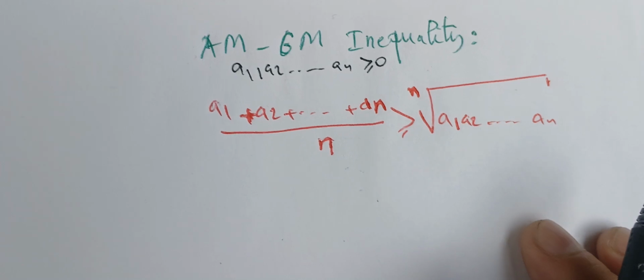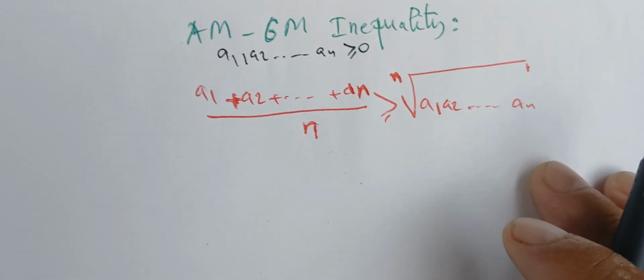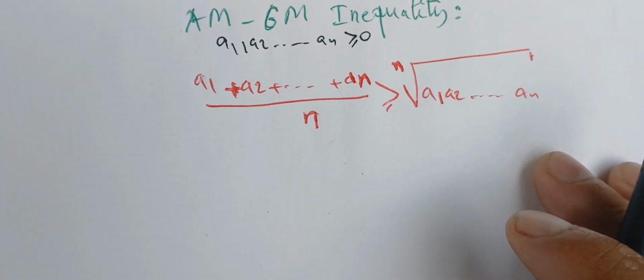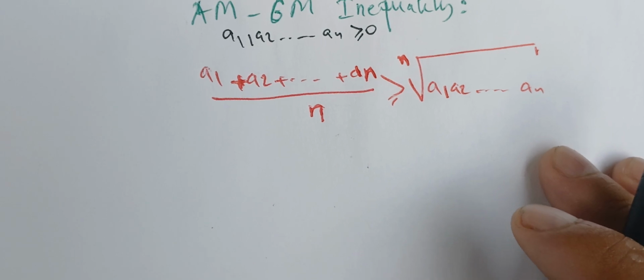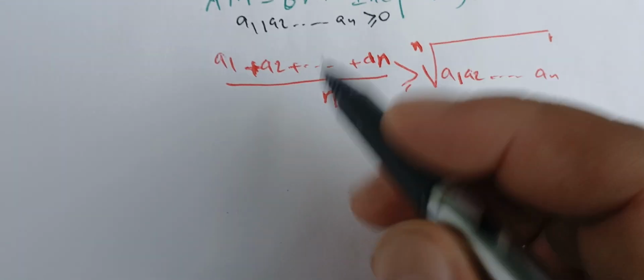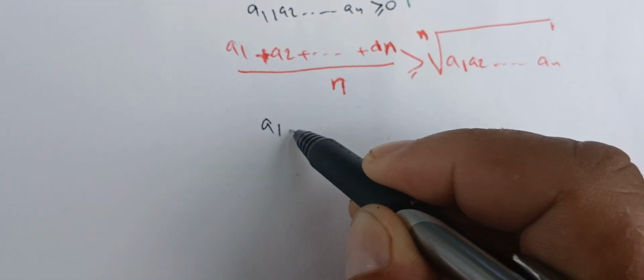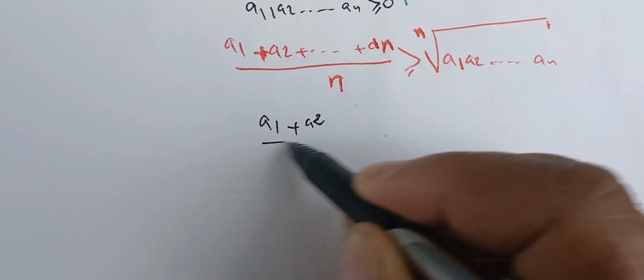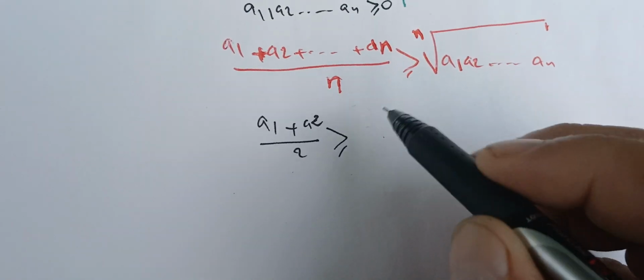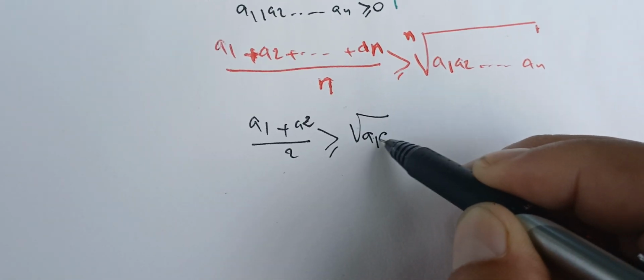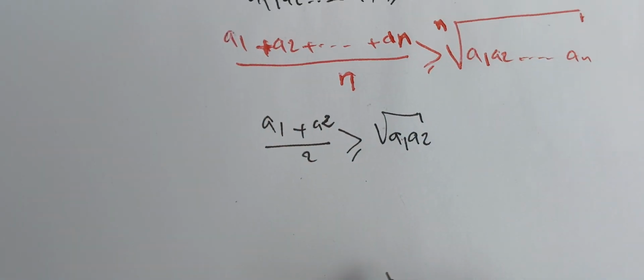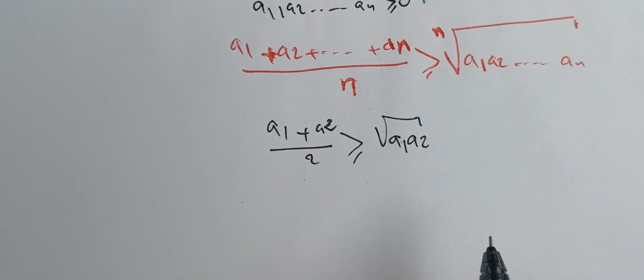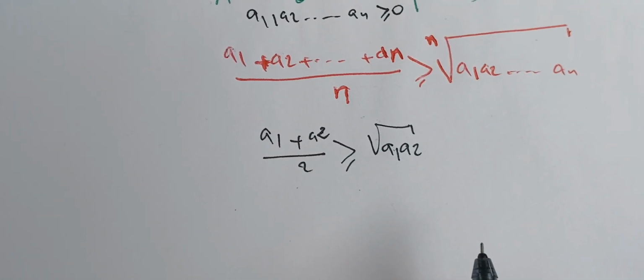In the case when we have n equals 2, we have (A1 plus A2) over 2 is bigger than the square root of A1 A2. We know this, and we have proved it many times.